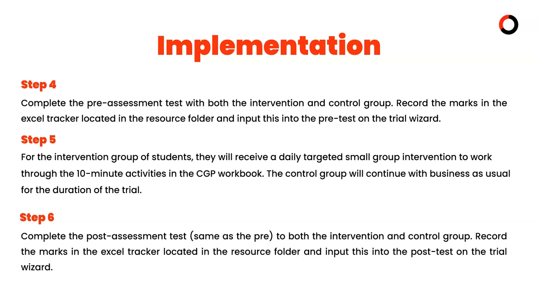Step 6. Complete the post-assessment test, which is the same as the pre, to both the intervention and control groups. Record the marks in the Excel tracker located in the resource folder, and then input the post-test data into the trial wizard. If you then complete the process of evaluation and then click Analyze, it will generate an impact report to show you how the intervention has worked in your school.